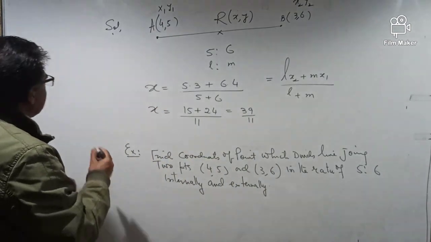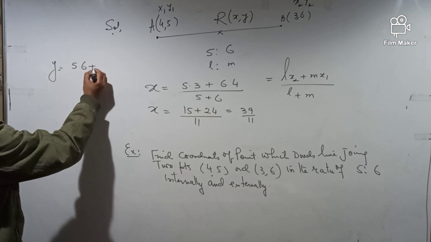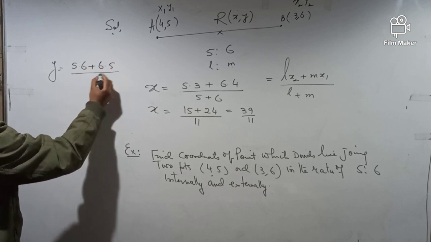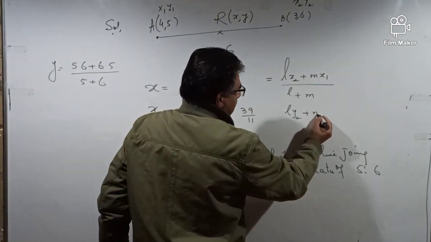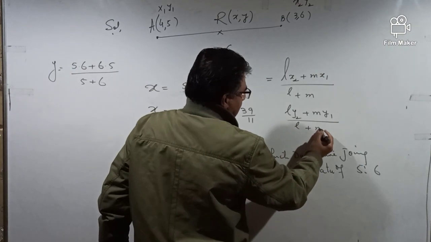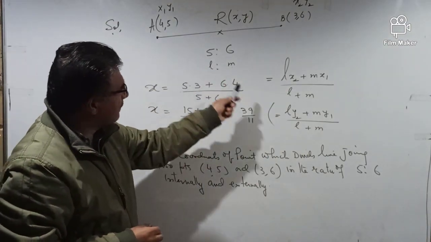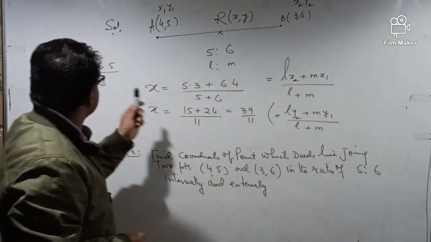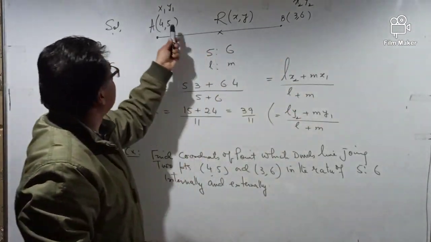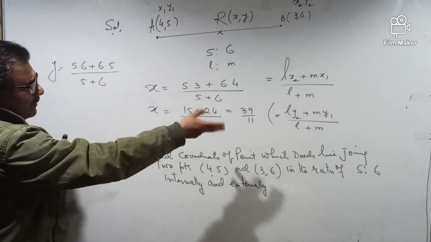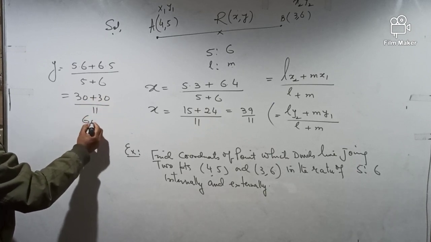Now what is the value of y? Again the formula for y is (Ly2 plus my1) upon (L plus m). Now what is the formula for y? L is 5 into y2. y2 is 6. So 5 into 6 plus m. What is m? m is 6 into y1. y1 is 5. So 6 into 5 divided by L plus m, that is 5 plus 6. This becomes (30 plus 30) divided by 11. That means 60 by 11.